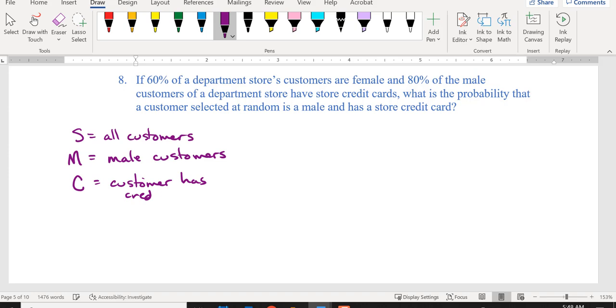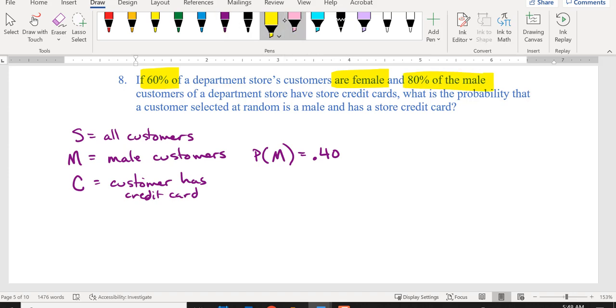Okay, so what do we know? 60% are female. All right, so if 60% are female, what's the probability of being a male? That would be 0.40, right? 80% of the male have store credit cards. So we know the probability of having a credit card given that you're a male is 0.80.